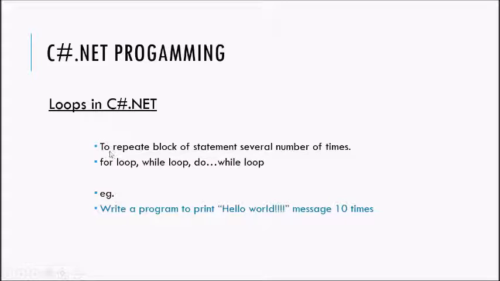When you are creating an application, many times you need to execute some block of code several number of times. So loops are used for the purpose. For example, consider a case where we want to write a program to print hello world message 10 times. Here we can make use of loops to print the message several number of times. In this case, we want to print this 10 times, so we can make use of for loop, while loop, or do while loop. So let us have a look at for loop.